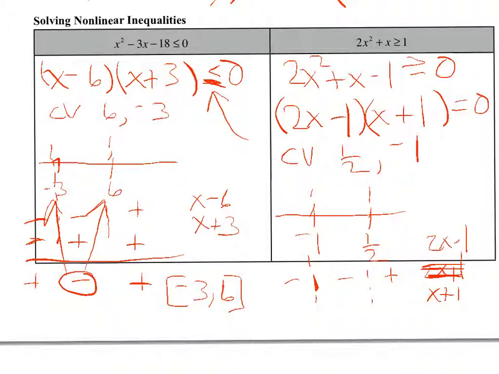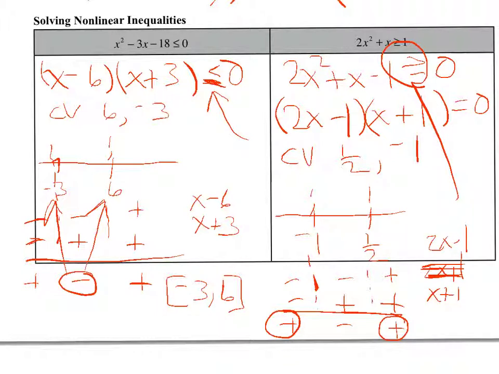is negative. Greater than negative 1, x plus 1 is positive, less than negative 1 is negative. And so my signs are plus for the product, negative for the product, plus for the product. I want greater than or equal to 0, so that means I want the two positives, which are separate intervals. So I'm going to express it as the union of two intervals.